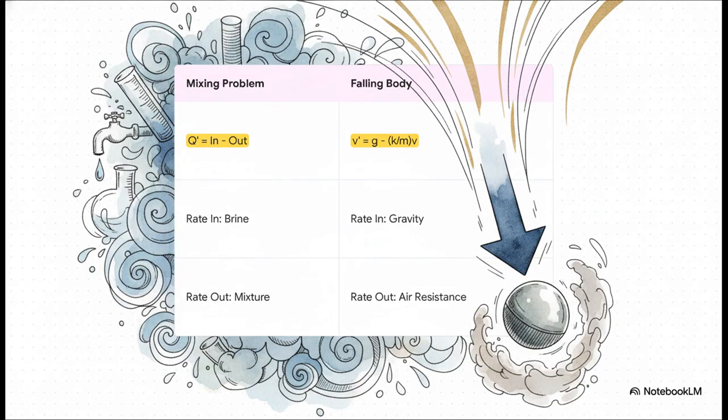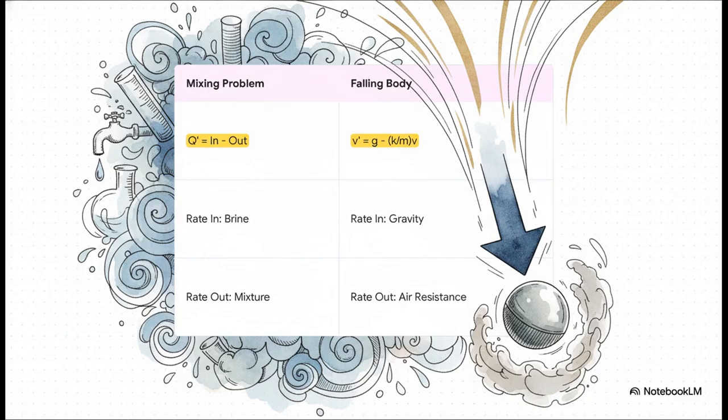And this is my favorite one. It's just so cool. Even a falling object follows this rule. Look at Newton's second law here, set up for velocity. The rate of change of velocity, v prime, has a rate in, that's gravity, constantly pulling it, adding speed. And it has a rate out, that's air resistance, or drag, which is working against it, trying to slow it down. Rate in minus rate out.